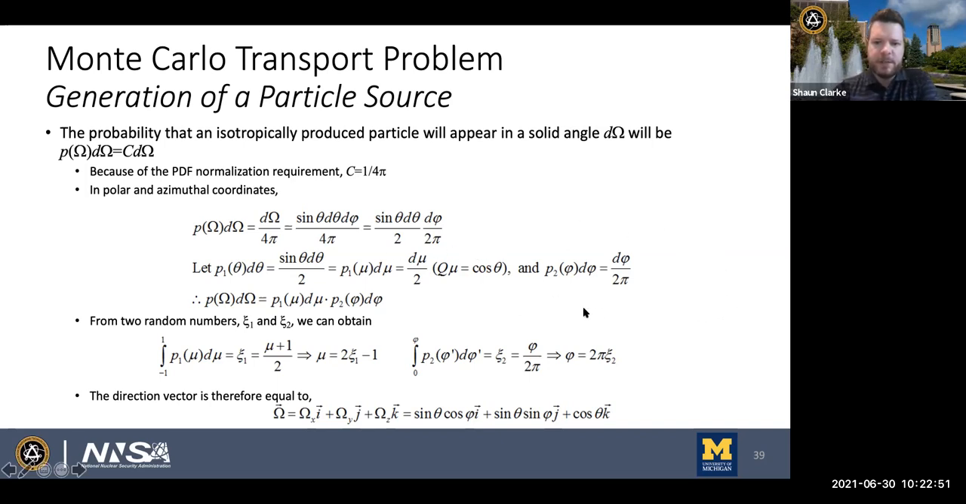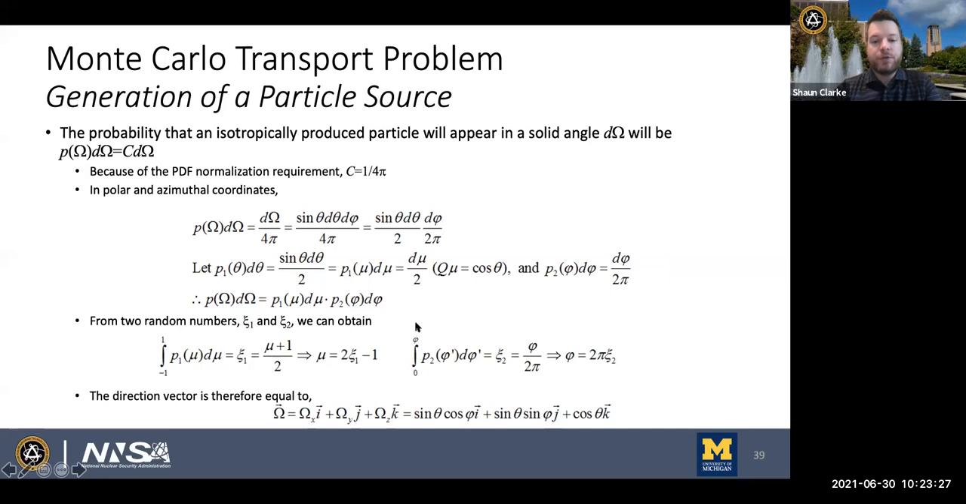And then we can set P2 equal to the second part, which is the d phi over 2 pi. The integrals are written out down here, but basically we're doing each integral independently, setting it equal to a random number, and then solving for the dependent variables. In this case, our mu variable, our cosine of theta, is equal to 2 times a random number minus 1. So this is our first direction. For our second direction, the phi variable, we do the integral, set it equal to a random number, and solve for phi. That second angle phi is equal to 2 pi times our second random number.